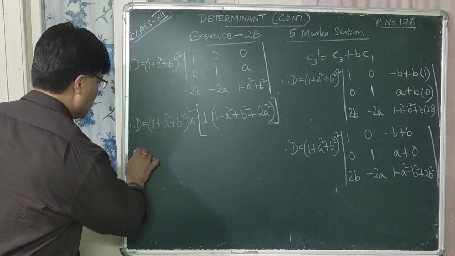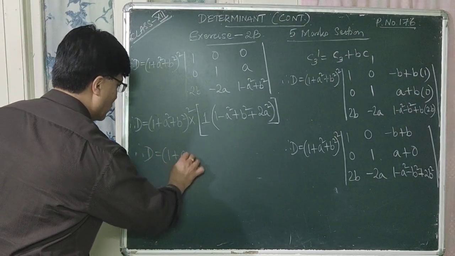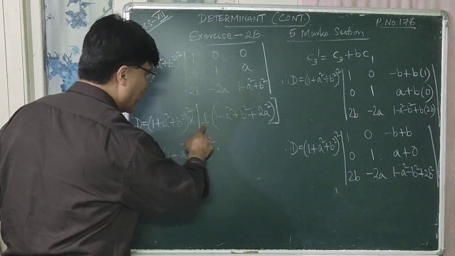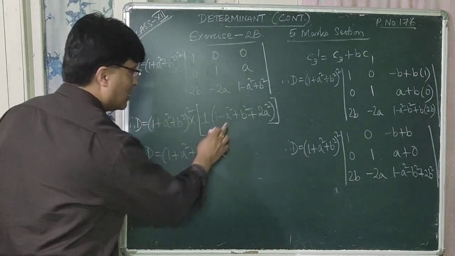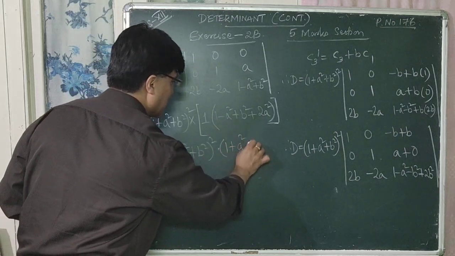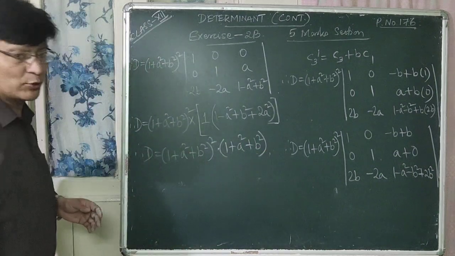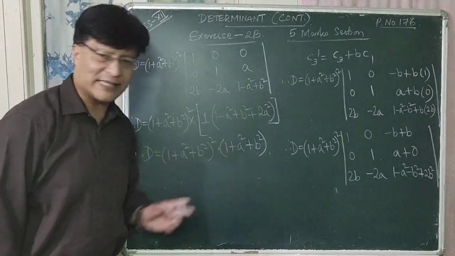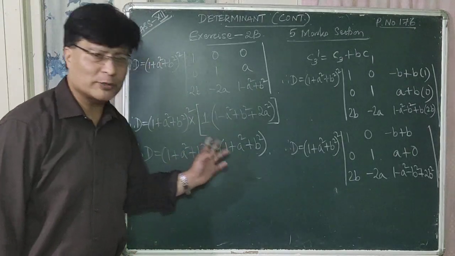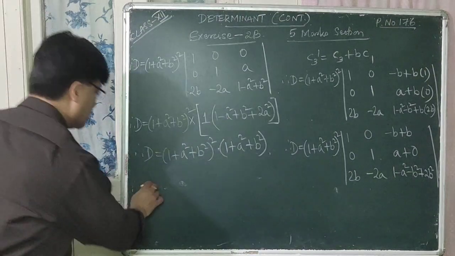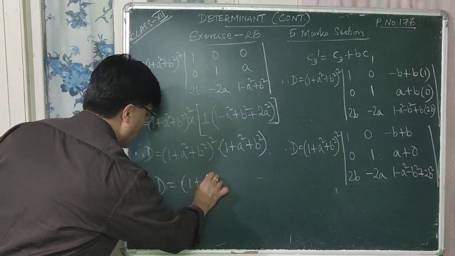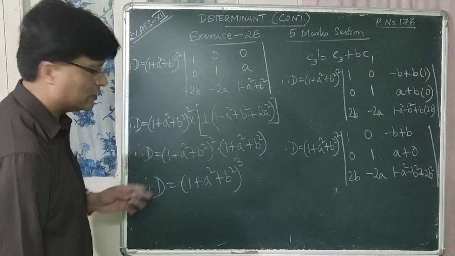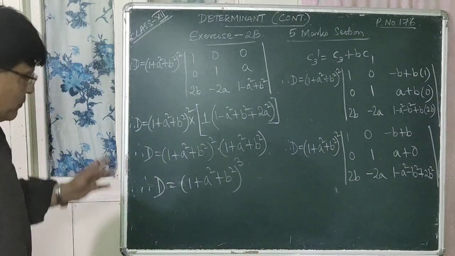So now next, therefore D is equal to 1 plus A square plus B square whole square into, next 1 you don't have to write it, 1 minus A square plus 2A square plus A square plus, this is your B square, right? If you multiply these two, these are the same bases. If you multiply these two terms, powers will be added. You know that, isn't it? Therefore D is equal to 1 plus A square plus B square, this is your whole cube. So is it proved? You can check the answer. So I think it's proved.